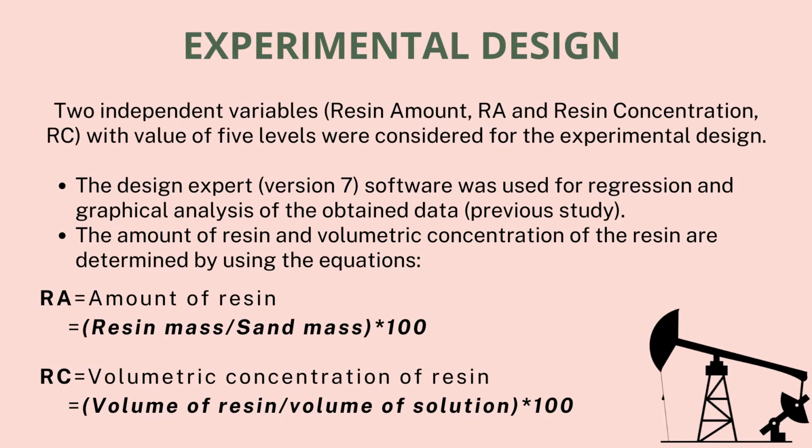2 independent variables, which are resin amount RA and resin concentration RC, with 5 levels, were considered for the experimental design. The Design Expert version 7 software was used for regression and graphical analysis of the obtained data. Meanwhile, the amount of resin and volumetric concentration of the resin are determined by using the equation RA equals resin mass divided by sand mass multiplied by 100, and RC equals volume of resin divided by volume of solution multiplied by 100.